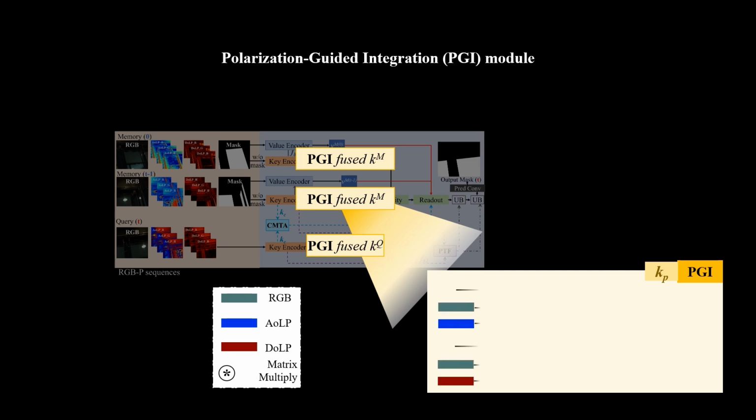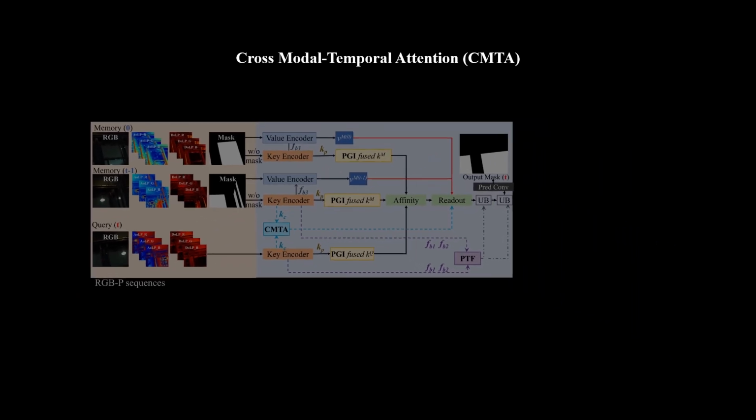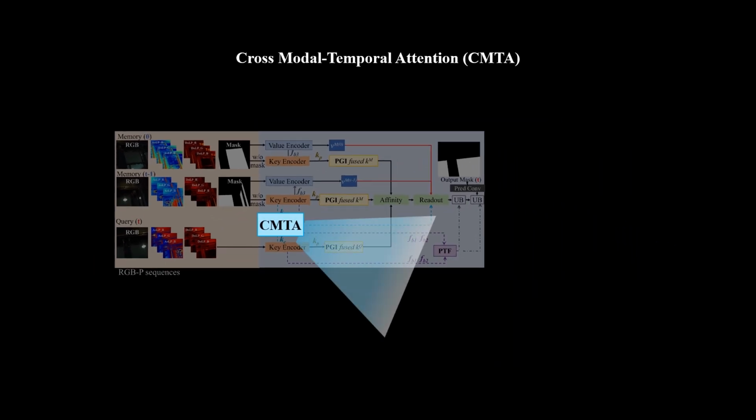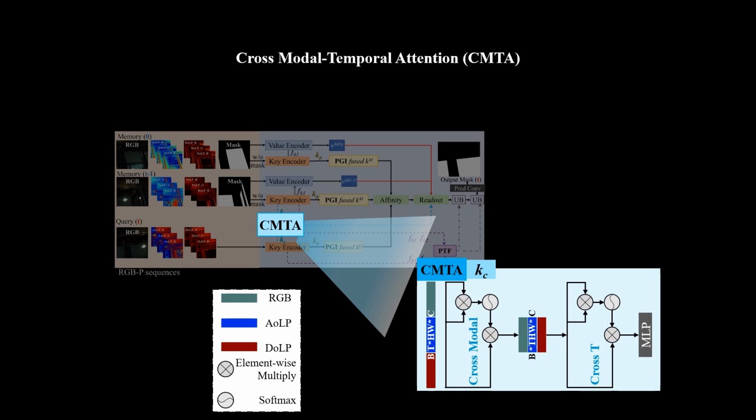Specifically, PGI employs a convolution layer, followed by a regional pooling operation, output size equals 1 by 1, and an additional convolution layer, then a matrix multiplication to fuse different modalities. The CMTA module is proposed to capture rapid changes across trichromatic information modalities over short time intervals. Central to our CMTA module is a multi-head self-attention mechanism applied along the modality dimension and then extended to the temporal dimension.